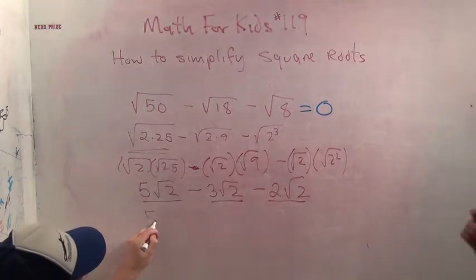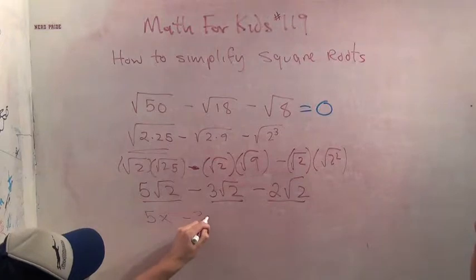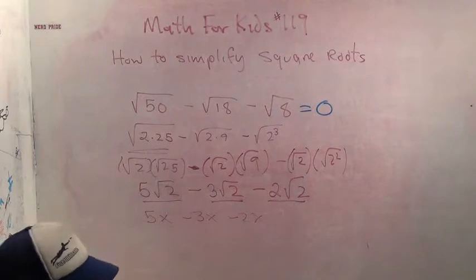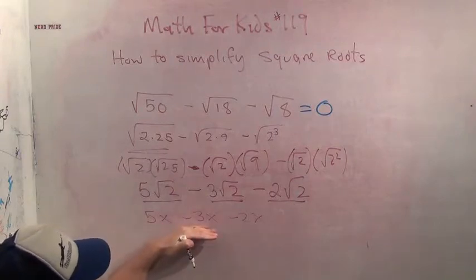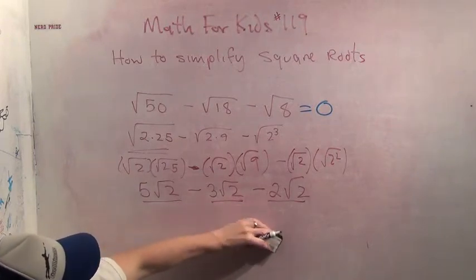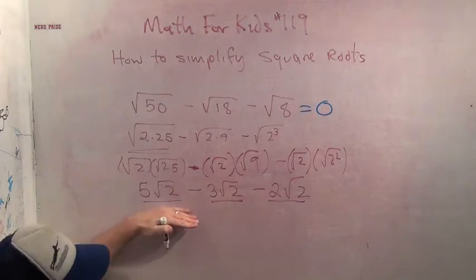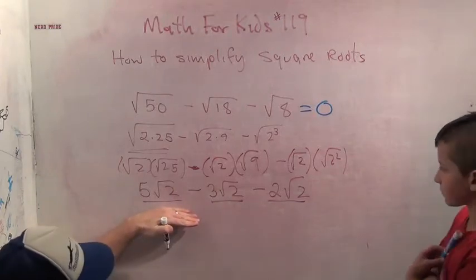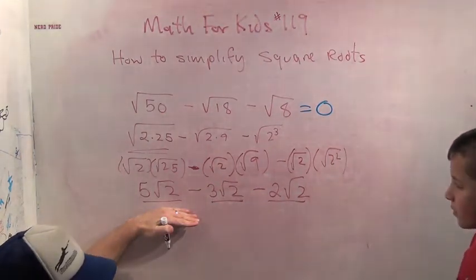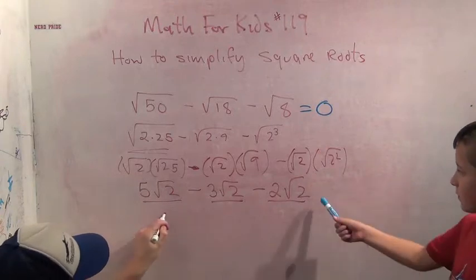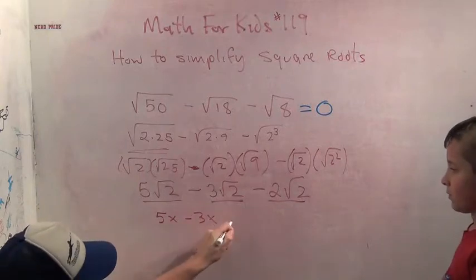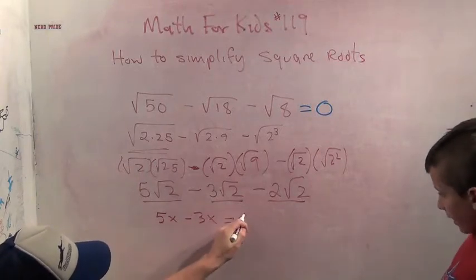What if I had written it a little bit differently? 5x minus 3x minus 2x. This should equal 0x. We could do 5x minus 3x, which is 2x, minus 2x is equal to 0. So what do you think 5 times the square root of 2 minus 3 times the square root of 2 is? 2 times the square root of 2, because 5 times anything minus 3 times that same thing, 5x minus 3x, equals 2x.